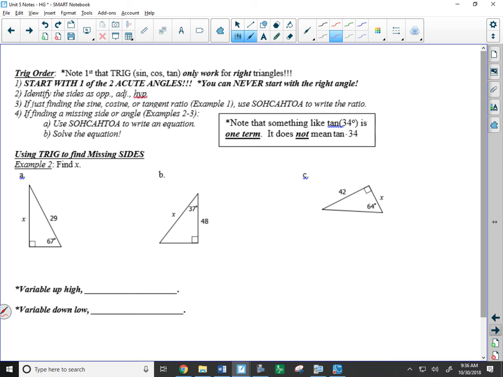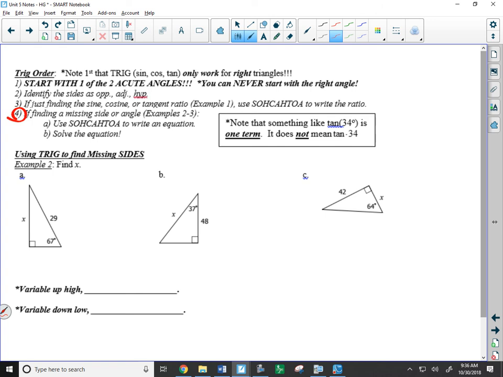Let's solve for some missing sides. This is where trig is super useful. I can have one side I know, one angle I know. That's all I need. I can solve the rest of the triangle. So I have this up here again. We're basically going to be doing everything as before, but we're going to do step 4 now.